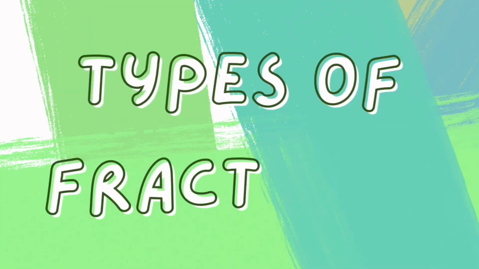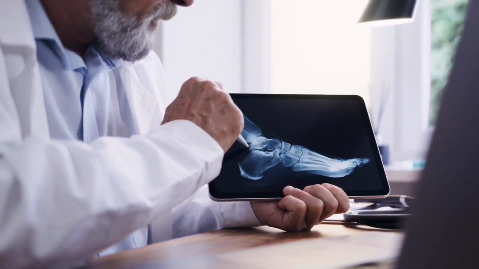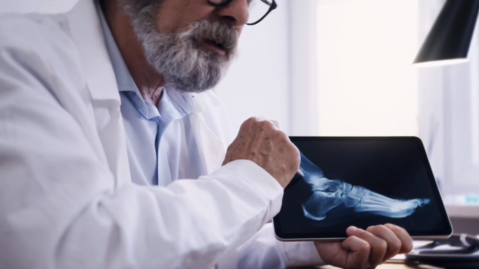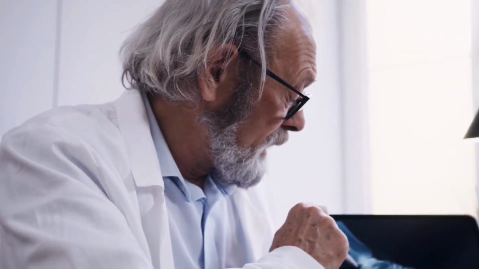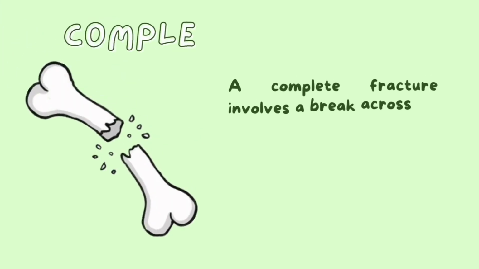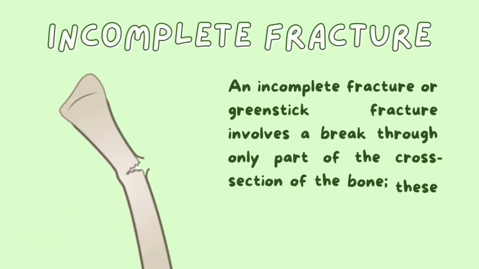What are the different types of fracture? Fractures may also be described according to the anatomic placement of fragments. An intra-articular fracture extends into the joint surface of a bone. The first type of fracture is the complete fracture. A complete fracture involves a break across the entire cross-section of the bone and is frequently displaced or removed from its normal position.